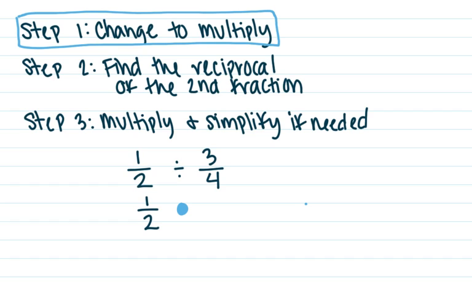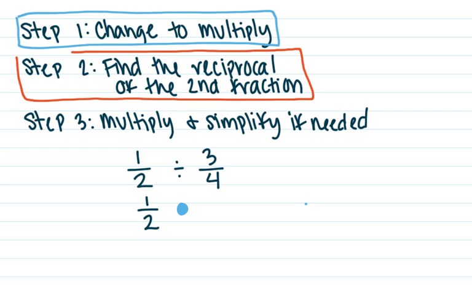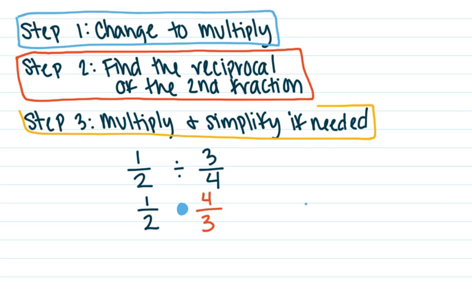However, for step 2, check it out. We want to multiply by the reciprocal. That means that I need the reciprocal of that second fraction, that 3/4 right here. So I am going to multiply by the reciprocal, which would be 4/3. And then step 3 is that we are going to multiply and simplify if needed.